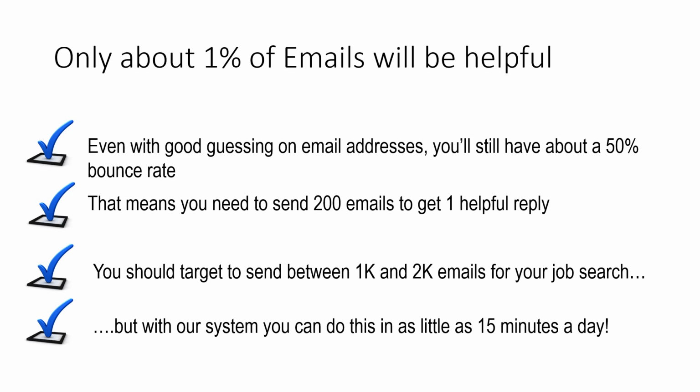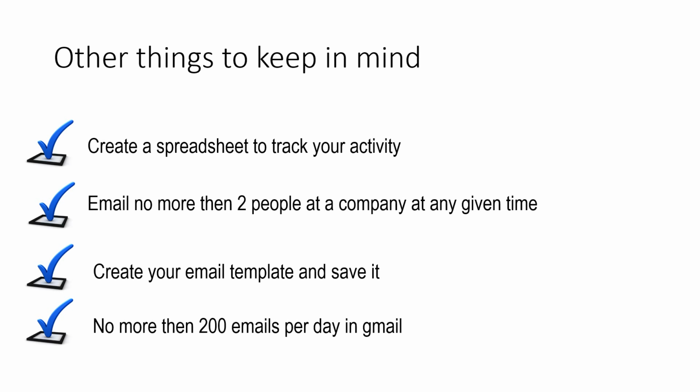Now, I know that sounds like a lot, but it really isn't. I showed you using the email hunter tool how quickly you can get email addresses. I go create a search, I can literally get 1,000 email addresses in like 15 minutes. That's all it takes. And then to go email, it's very, very simple. I can create a spreadsheet that'll track all my activity. I want to email no more than 2 people at a company at any given time, because you don't want to hit 50 people at the same company, you're going to tick some people off, okay?